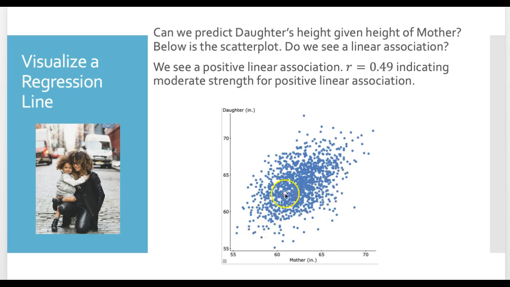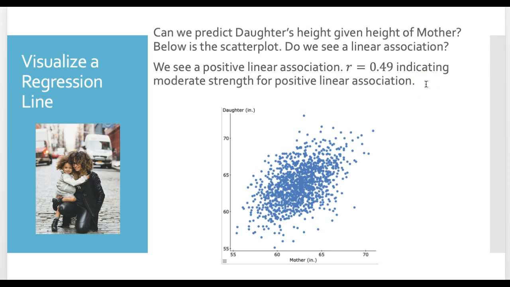So the shape of it is linear, right? It's definitely positive because as mother's height is increasing, daughter's height is increasing, right? And it's obviously a linear association. There's a lot of scatter here, so that's why we're getting a value that's not so close to 1, but 0.49, hey, we'll work with that. Okay, so that's why I say moderate strength for positive linear association.